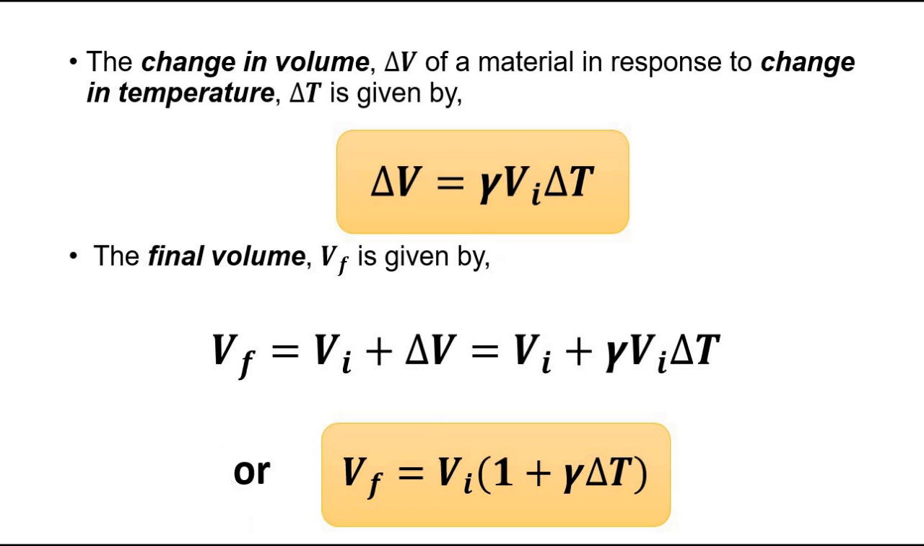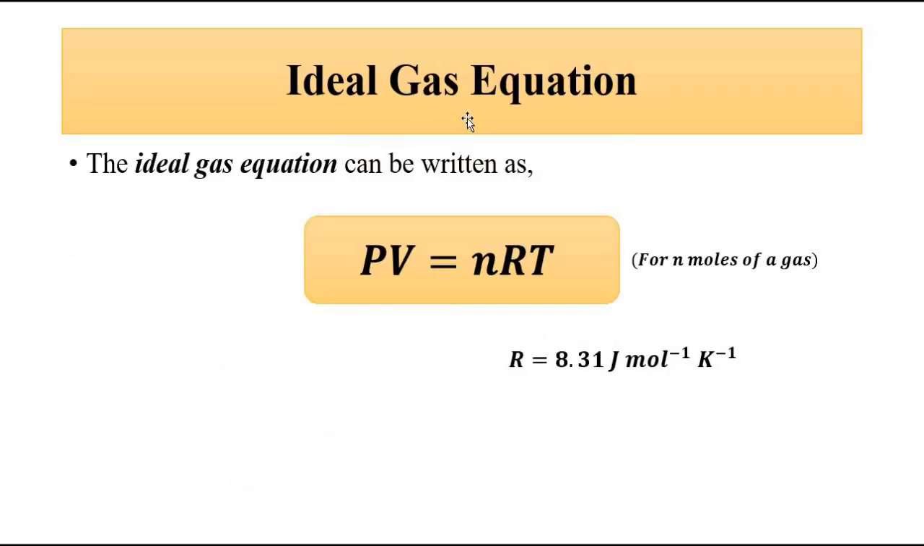Now for gases we have to consider the ideal gas equation, which we derived from the gas laws, that is, by combining Boyle's law, Charles' law and Gay-Lussac's law, and we arrived at the final expression PV = nRT, where P is pressure, V is volume, and T is the temperature, the three important thermodynamic variables. R is the universal gas constant, and n is the number of moles of the gas.